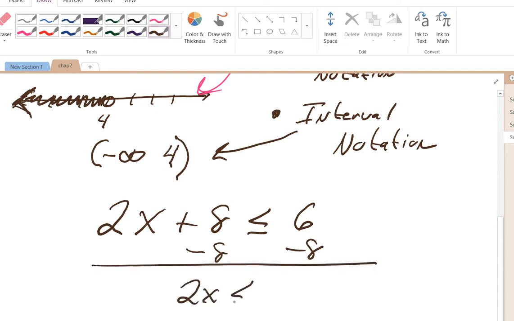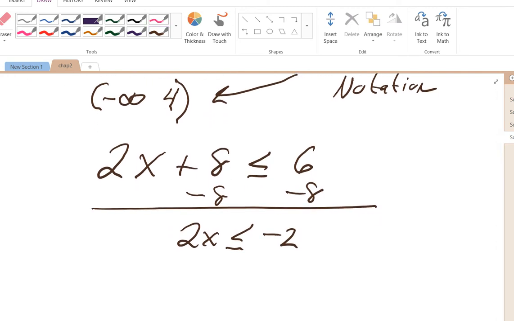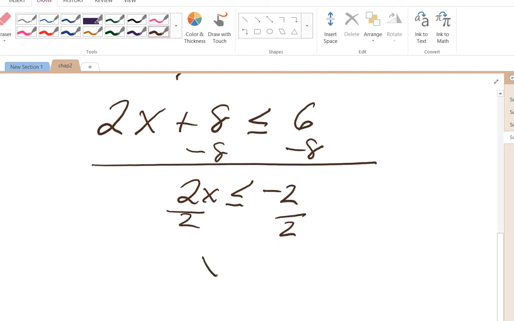2x is less than or equal to negative 2. So we have that. And then what would we do? Well, think of it as just an equal sign. Yeah, we're going to divide by 2. So we get x is less than or equal to negative 1. So there's our inequality notation for that one. All right? So that's my inequality notation because it contains an inequality.